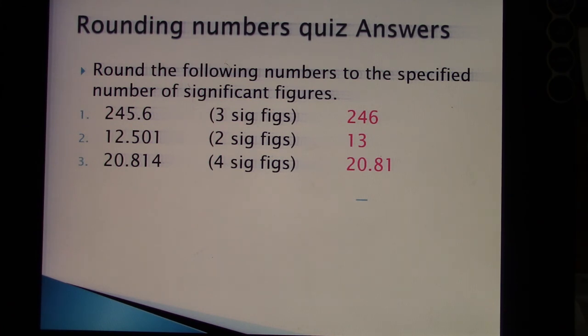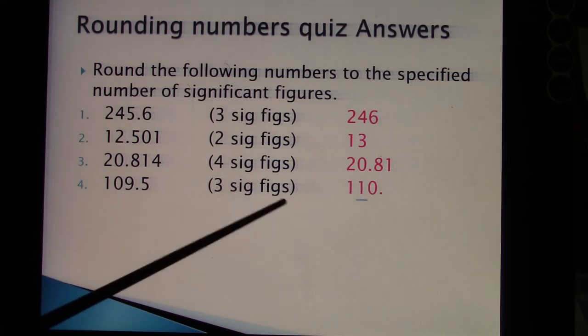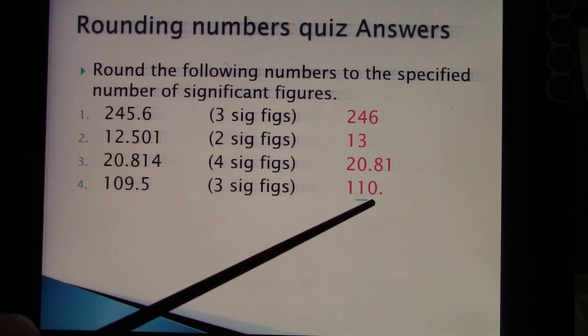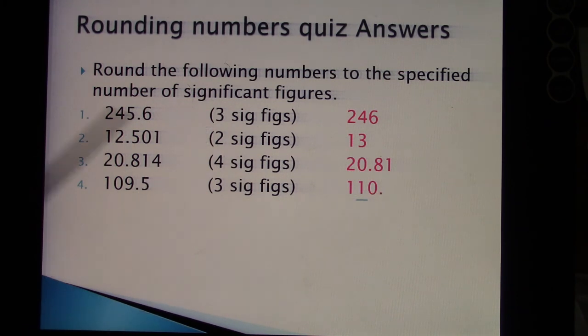20.814. All right, 4 is less than 5, so drop it. So that's 20.81 for 4 sig figs. All right, 109.5. Okay, odd up. Remember, odd up. So you're going to round it up to 110. Make sure you put a decimal point, because that means we have 3 sig figs. If you don't put the decimal, it's only 2 sig figs. So make sure you put the decimal on that one.